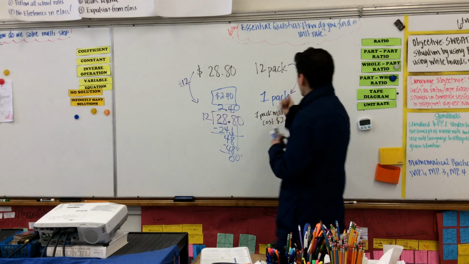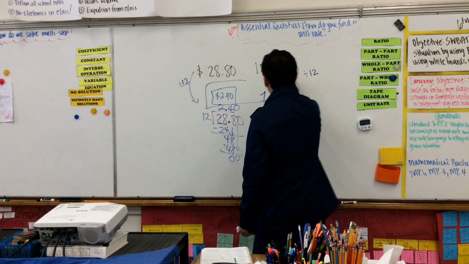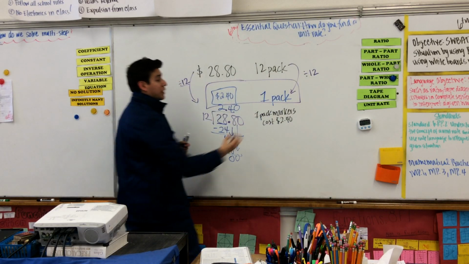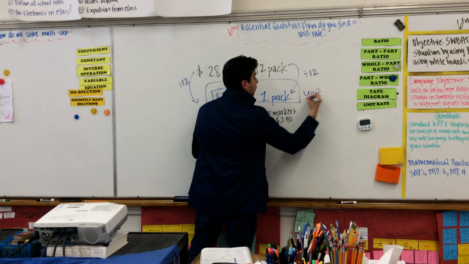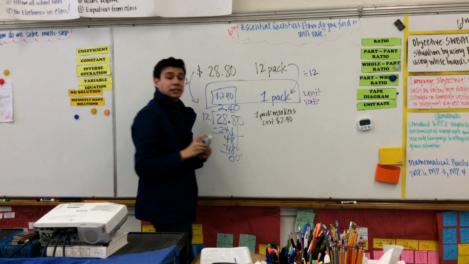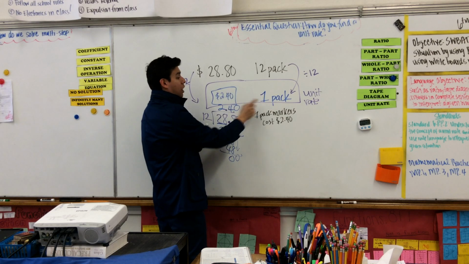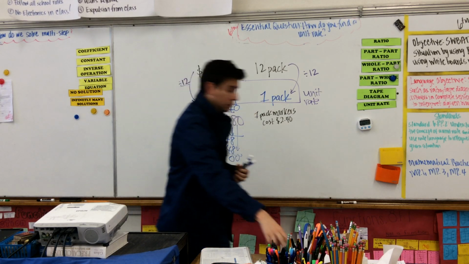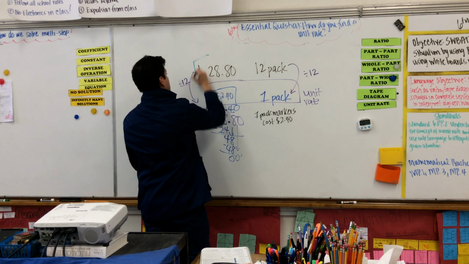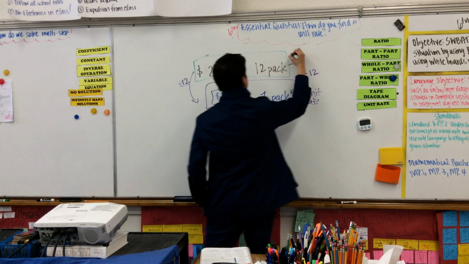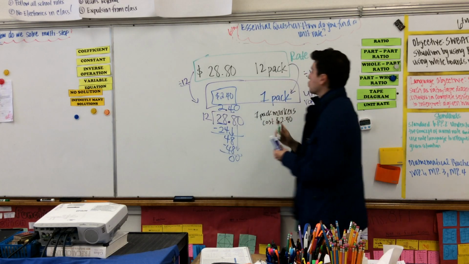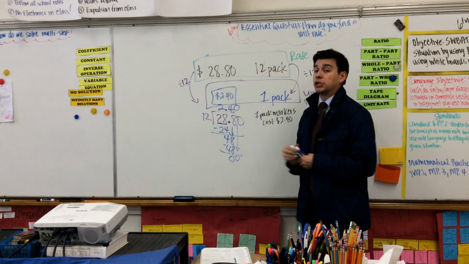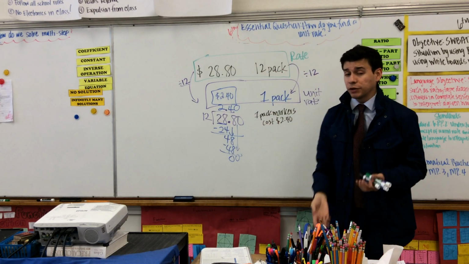This piece right here is called your unit rate. You just found out your unit rate. Why is it called your unit rate? Because one of the quantities is equal to 1. This one at the top is called your rate. The reason why that's your rate is because they have different units. Okay? So that's how you figure out these problems.